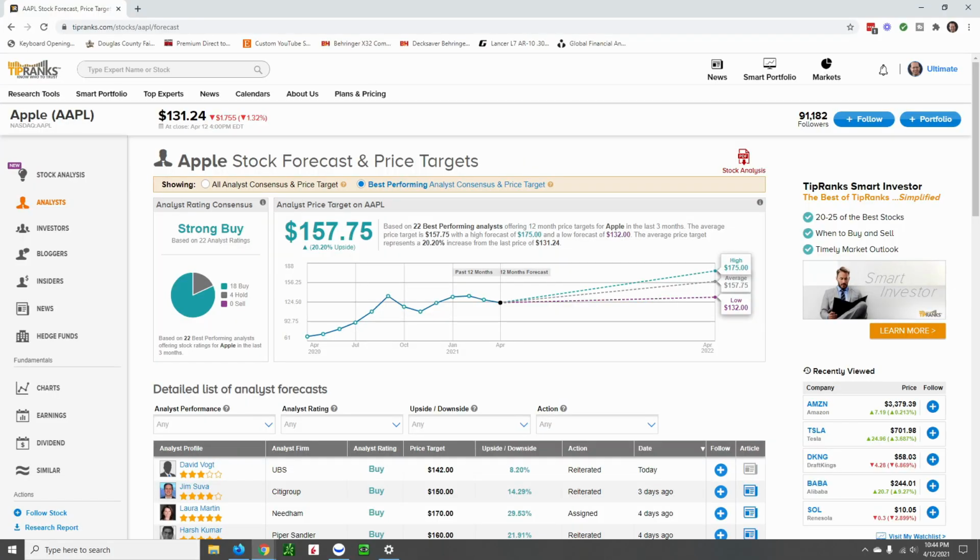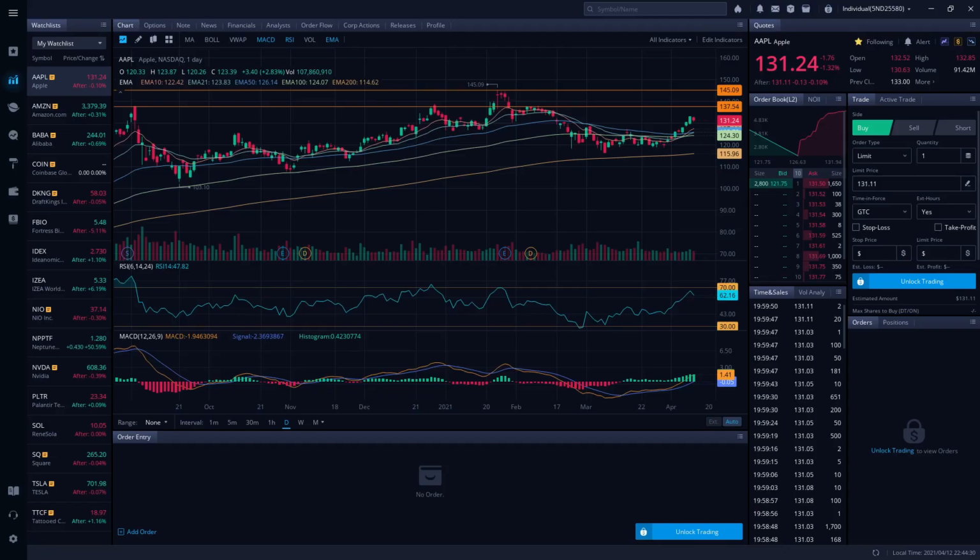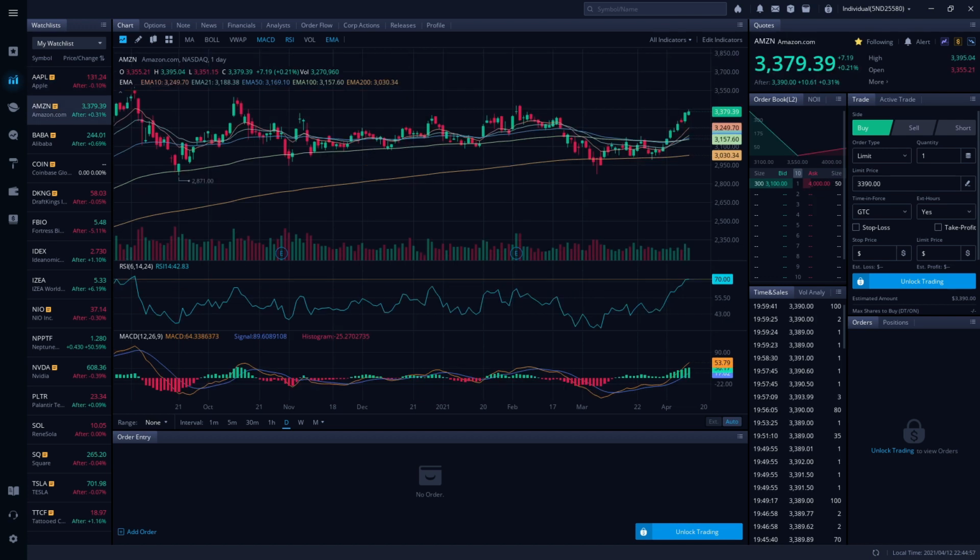AAPL has an average analyst price target of $157.75, which represents a 20% upside from Monday's closing price. Stockmo said that AAPL is a buy at current prices. Personally, I think we'll see AAPL get back down towards the 100-day EMA at some point, but it may rise to $137.50 before dropping. The 100-day EMA closed Monday at $124.30.